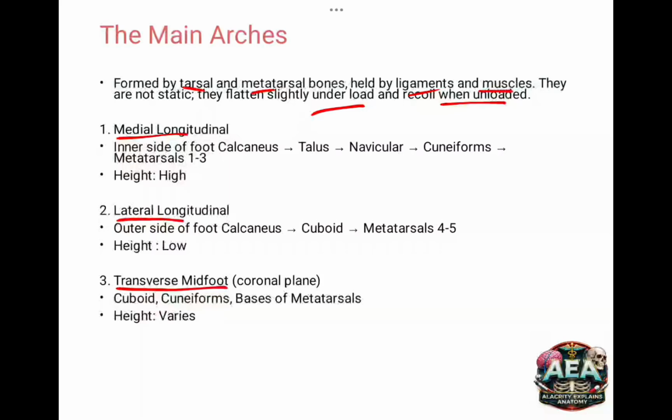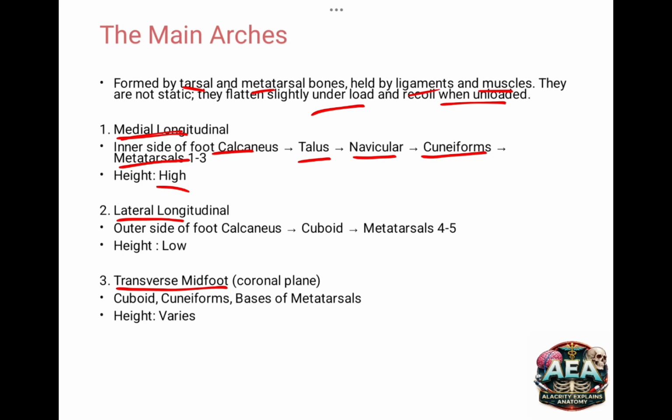midfoot arc. Now, the medial longitudinal arc is on the inner side of the foot. That means we have on the medial aspect, just like the name, the medial longitudinal arc is on the medial aspect of the foot. And it is formed by the following bones: the inner side of the calcaneus, the talus, the navicular, the cuneiforms, and the metatarsals. The first, second, and third metatarsals. In that order, from posterior to anterior: calcaneus, talus, navicular, cuneiforms, metatarsals. The height, it is high.